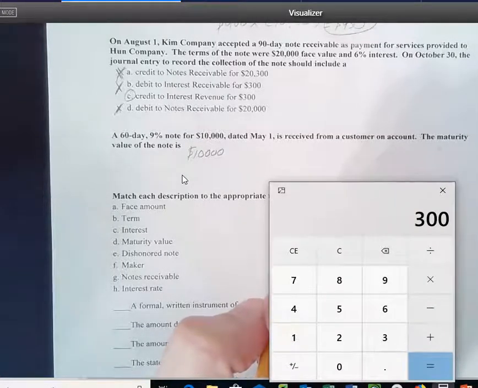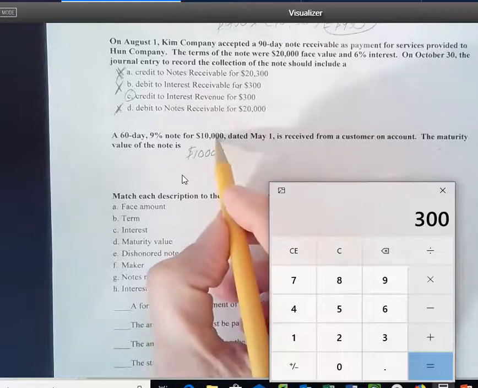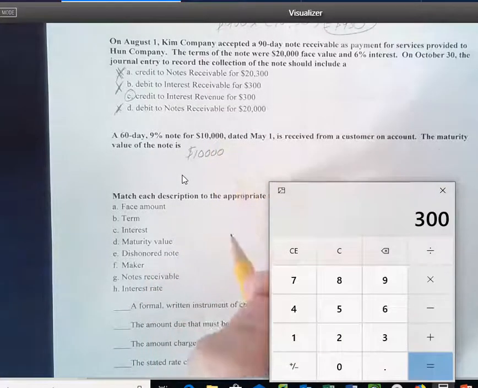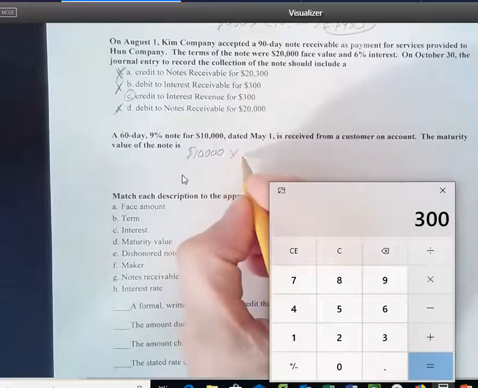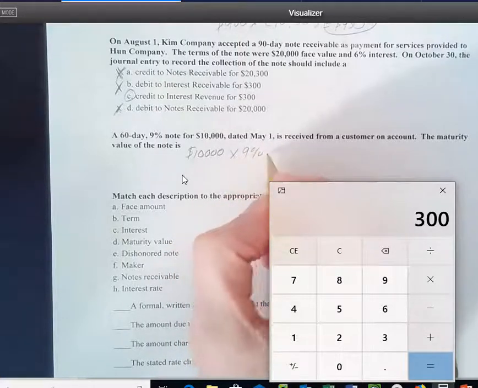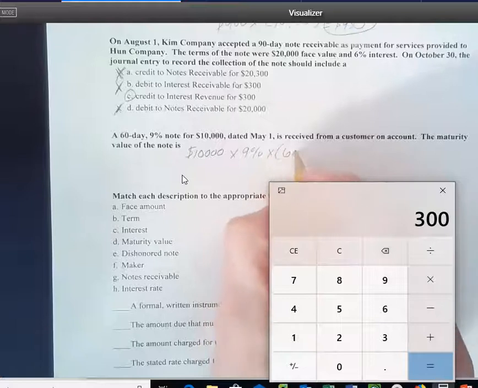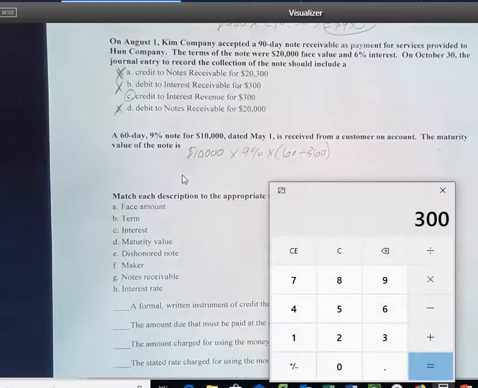So our face value is the $10,000. We're going to multiply that by 9% and then by 60 over 360. So let's go ahead and clear this calculator out here and do that. We have 10,000 times 0.09 times 60 divided by 360 equals $150.